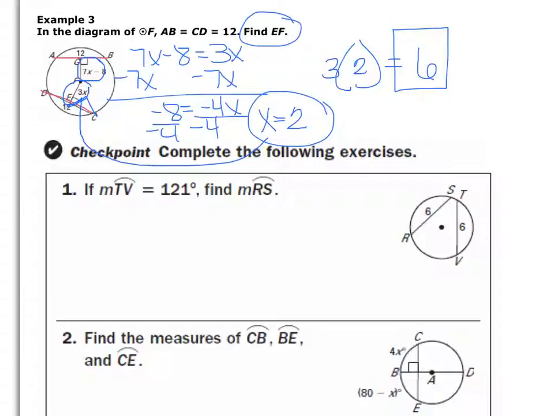So let's look at some of these checkpoints. Number 1, if the measure of arc TV is 121 degrees, then what is the measure of arc RS? Well, remember, if the chords are congruent, see this chord is 6 and this chord is 6, that means the arcs are congruent. So the measure of arc RS is indeed the same at 121 degrees.